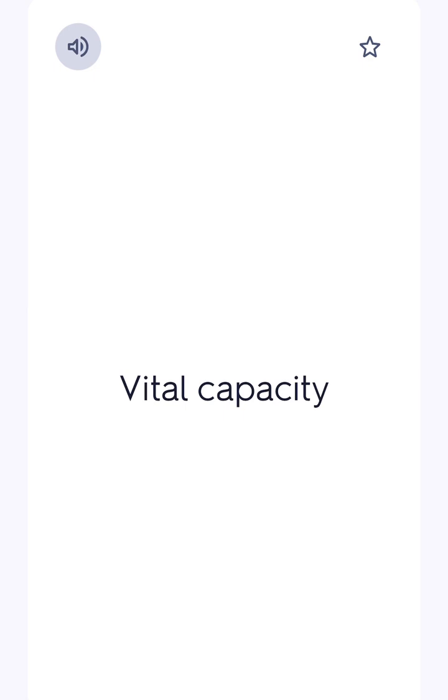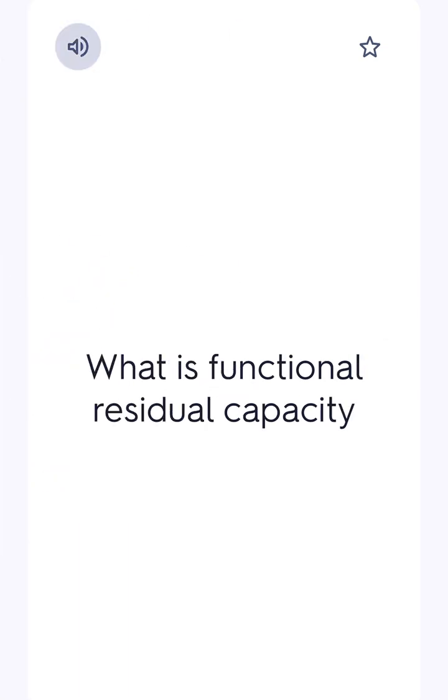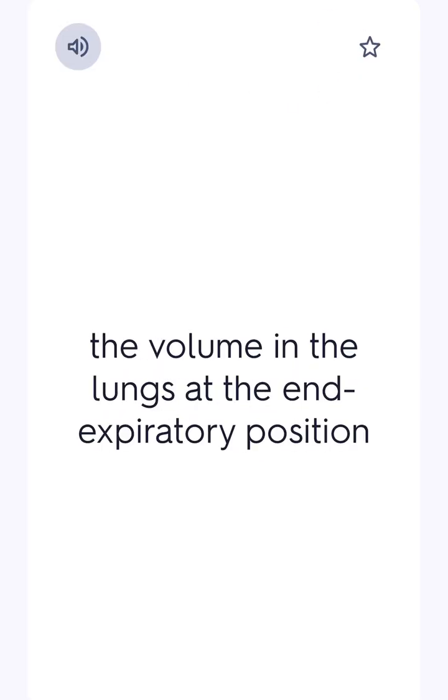Vital capacity. Vital capacity is the maximum amount of air a person can expel from the lungs after a maximum inhalation. What is functional residual capacity? The volume in the lungs at the end expiratory position.